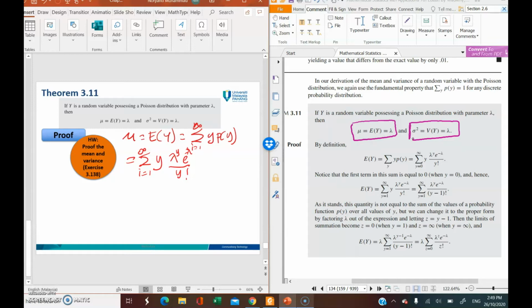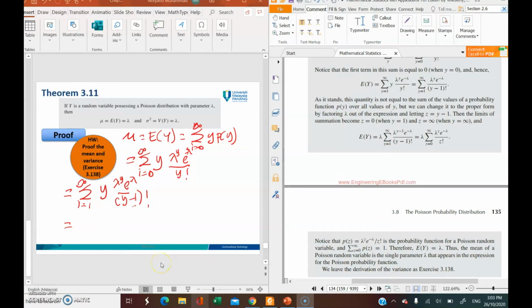So we need to start with 1. Okay, so when we start with 1, you will have 0, sorry. So i equal to 1 to infinity. Here basically you will get y, lambda power y, exponent negative lambda y. And then if you start with y here, this one becomes y minus 1 factorial.